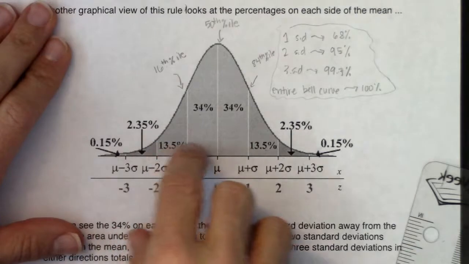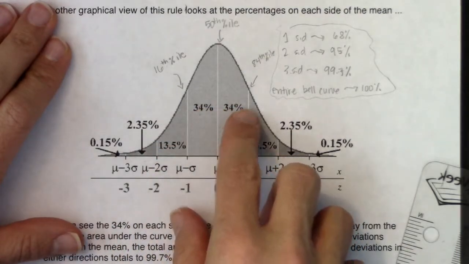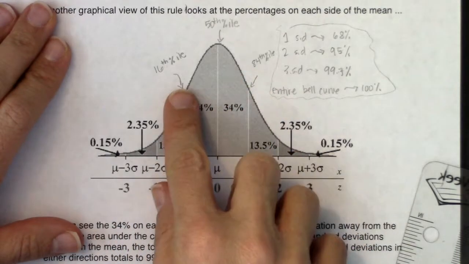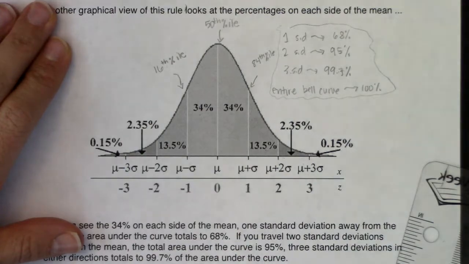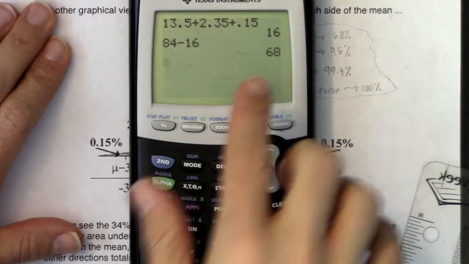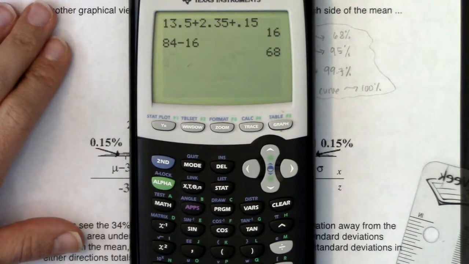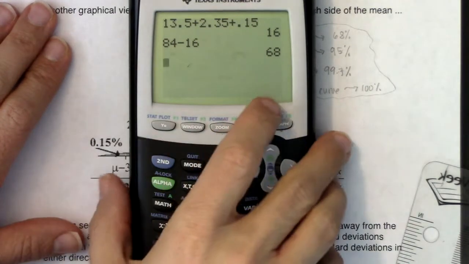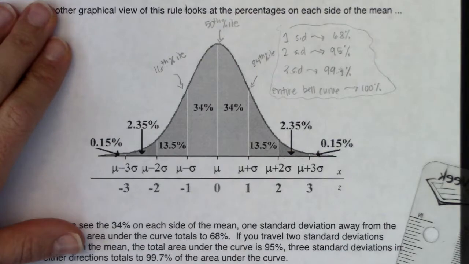And I had said up top that the middle 68 is cut off by the 84th percentile and the 16th percentile, and that's what I was talking about. And if you take 84 and subtract 16, sure enough, you do have 68% in between those two values. All right, let's get some more percentiles though.